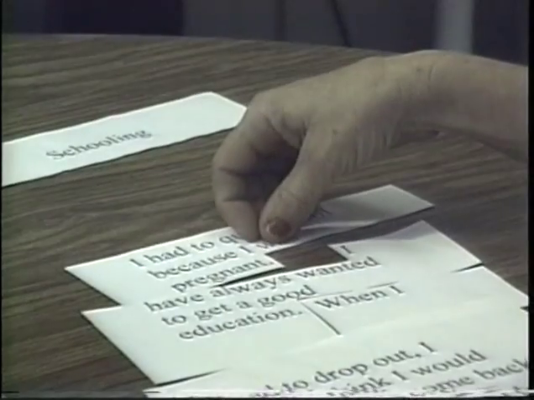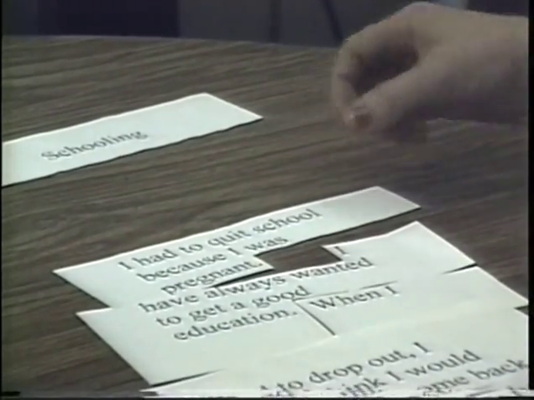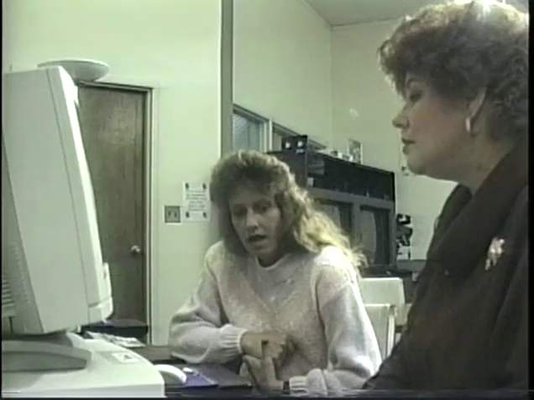Here we see a student dictating a story that is being transcribed on the computer. She will then rewrite the story by cutting apart the sentences to rearrange them, producing a better product. As you watch the transcribing of Phyllis's story, notice that her exact words are used.